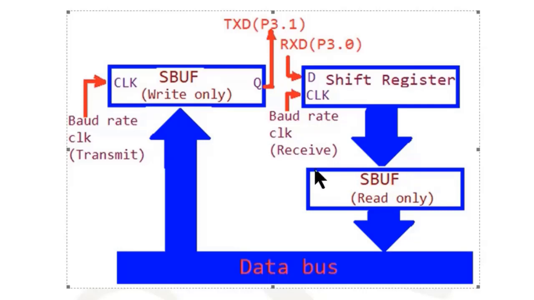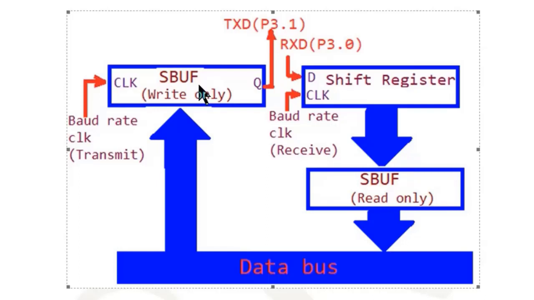For both transmitting and receiving, a baud rate clock should be generated. This is the baud rate clock generation. We set the baud rate to set the speed of the data transmission, so the speed, or baud rate, should be fixed.